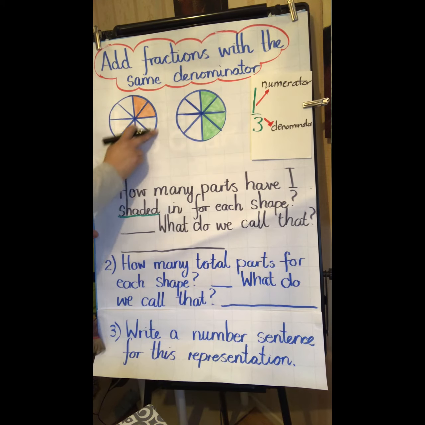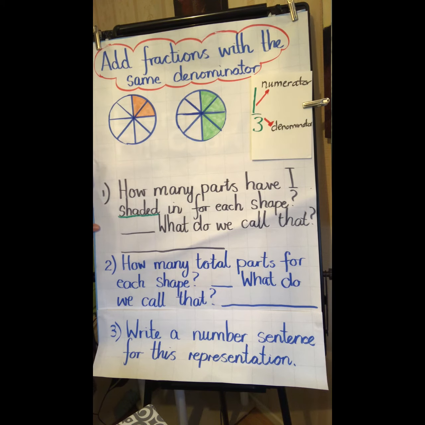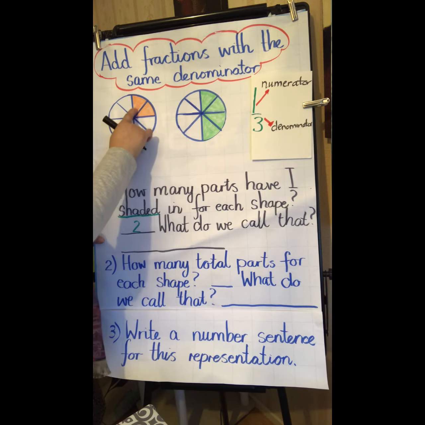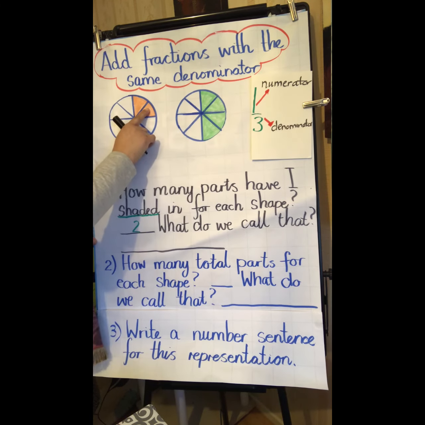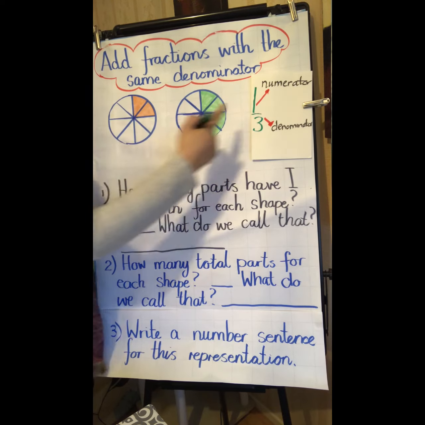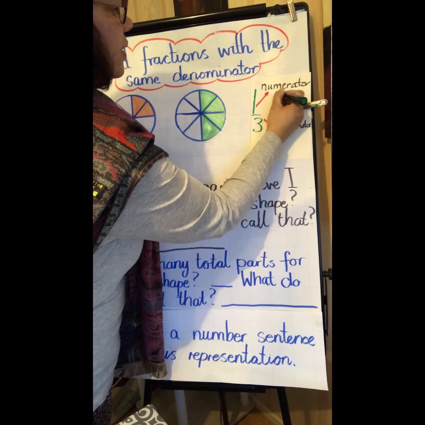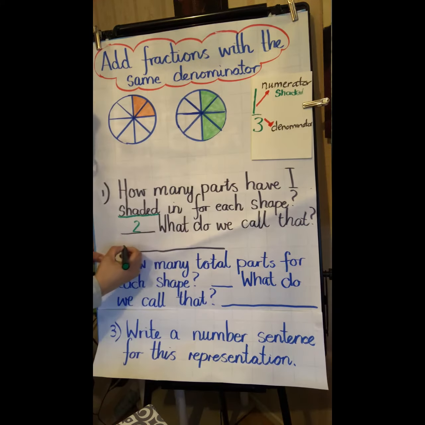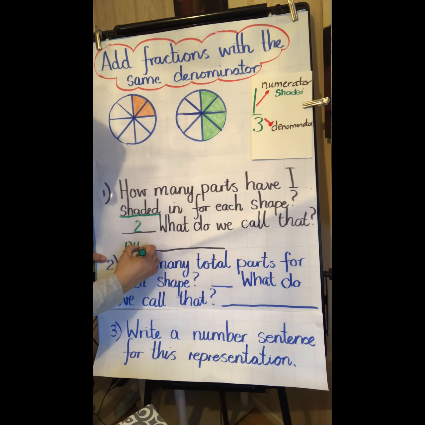Let's look at the first shape. How many parts have I shaded in or colored in? Let's count. 1, 2. So I've colored in 2 parts. And what do we call that number? What do we call the part that we shaded in? We said the shaded part is called the numerator. That is the shaded part. So it is called the numerator.